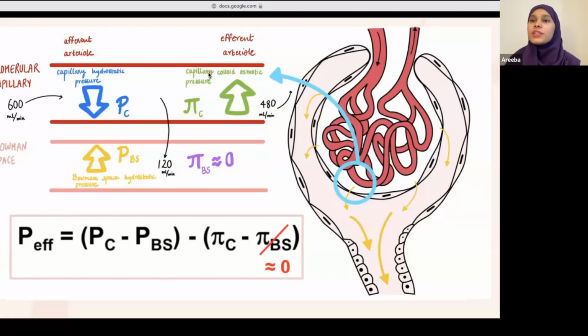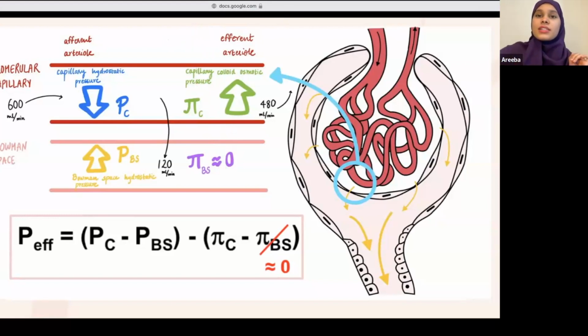But what's the effect, you know? What happens is because there is no difference in the colloid osmotic pressures, the only thing that drives this filtration from your glomerular capillaries is the hydrostatic pressure. As the blood flows in, hydrostatic pressure is higher at first, okay? And then the blood keeps flowing through and the proteins get left behind.